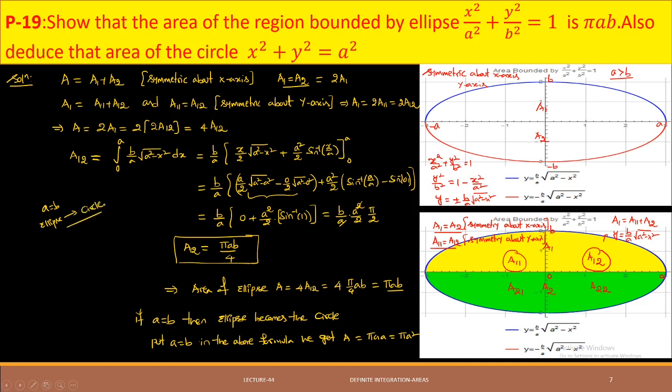So for this ellipse, what is the area? It is pi a square, and we know x square plus y square is equal to a square is a circle with the radius a units, right? So what is the area of the circle with radius a units? So area is equal to pi a square, pi r square. So we have got the area of the circle as pi a square. So it is consistent with the existing result. Hope you have understood this derivation.